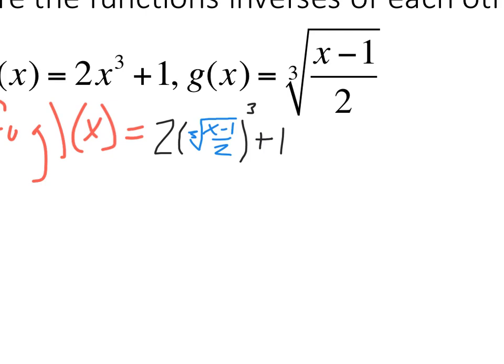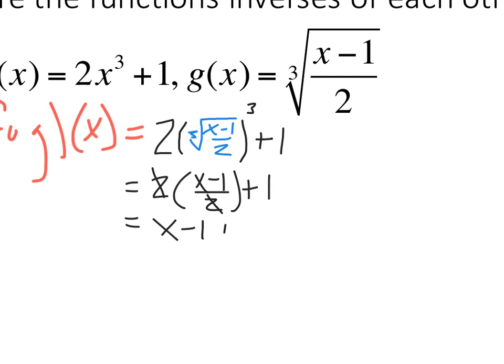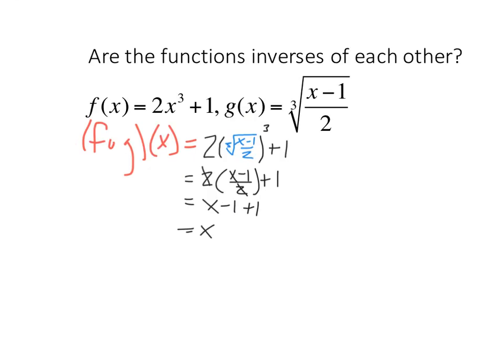So now I'm just going to work this out. I'm going to cube my cube root. So I'm left with 2 times (x minus 1) over 2 plus 1. And then I notice that my 2's can simplify. So then I'm just left with x minus 1 plus 1. And then I can combine my like terms. So it equaled x. So I zoom out a little bit. So I know that f of g of x equaled x.